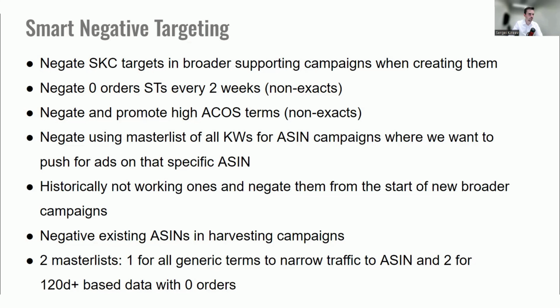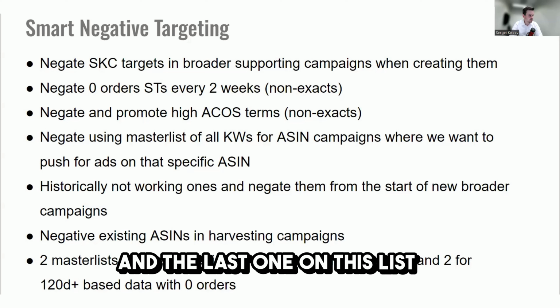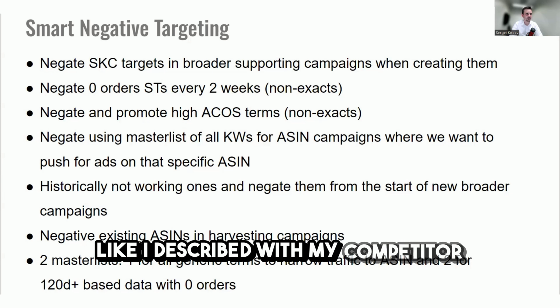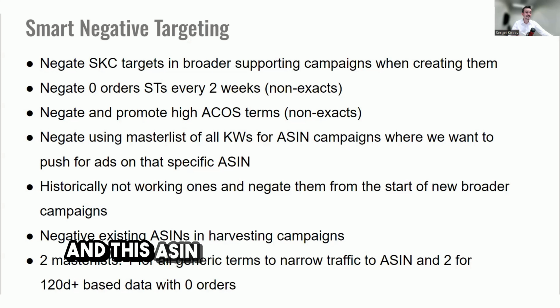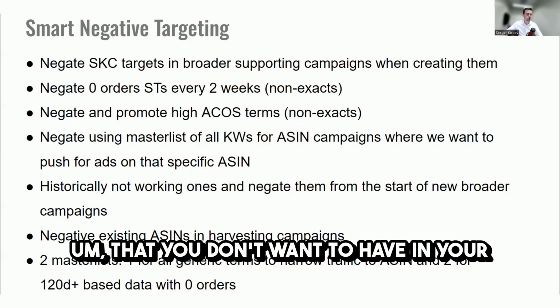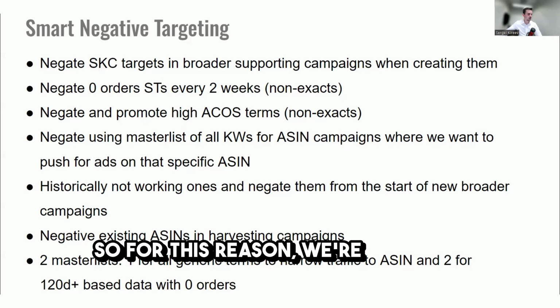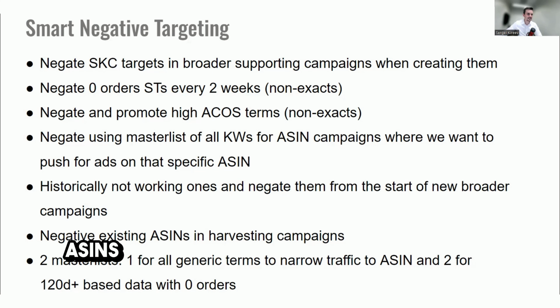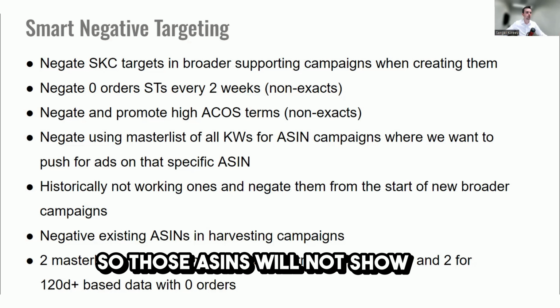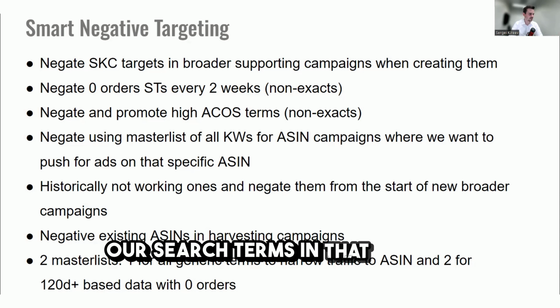And the last one on this list is negative existing ASINs in harvesting campaigns, right? So let's say you have launched a campaign where you have an ASIN target, just like I described with my competitor example before. And this ASIN target can trigger a lot of other ASINs that you don't want to have in your search terms. So for this reason, we're using the existing ASINs to negative them in our harvesting campaigns. So those ASINs will not show up in our search terms in that specific campaign.